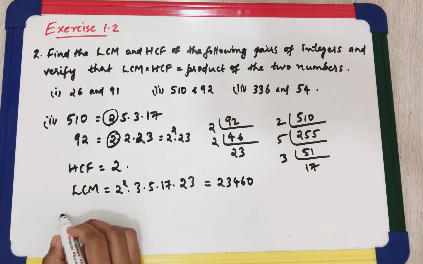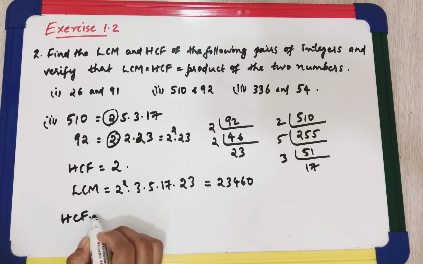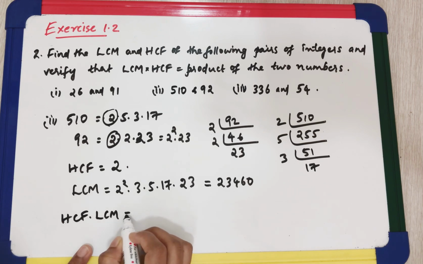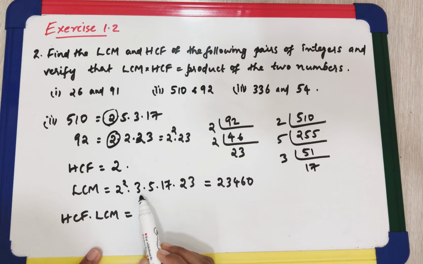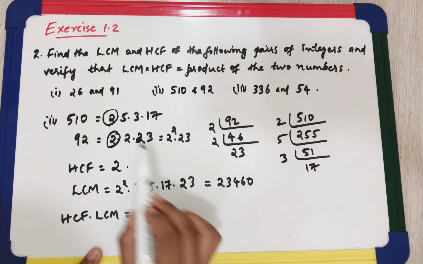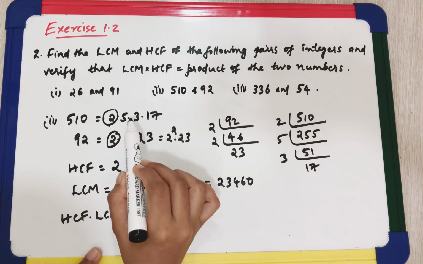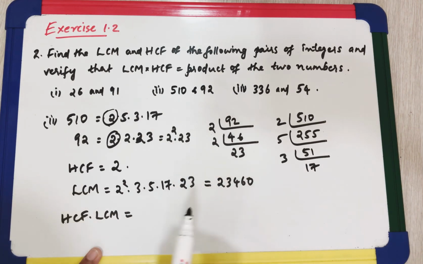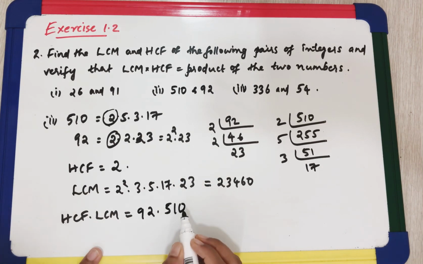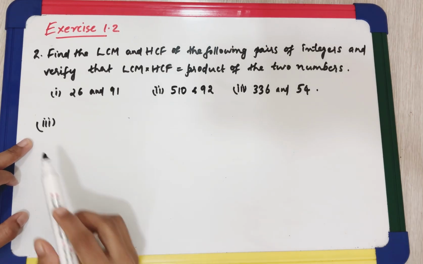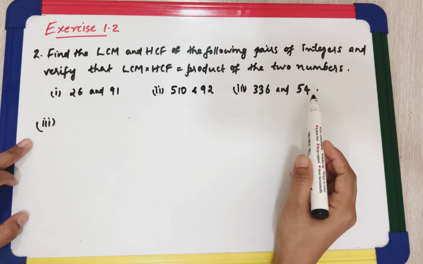23,460. Now HCF into LCM equal to 2 into 2 square into 3 into 5 into 17 into 23, which is equal to 92 into 510, the product of these two numbers. Hence verified. Next question, 336 and 54.